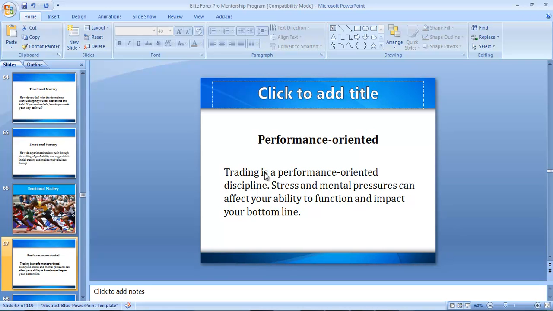Remember, this is very, very important. Trading is a performance-oriented discipline. Stress and mental pressures can affect your ability to function and impact your bottom line. That's what I said to you. There's no point in you sitting in front of your computer while you know that you are very stressed out. You will make mistakes. Things that you are not supposed to go in, you will go in.